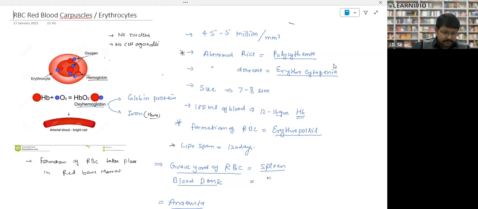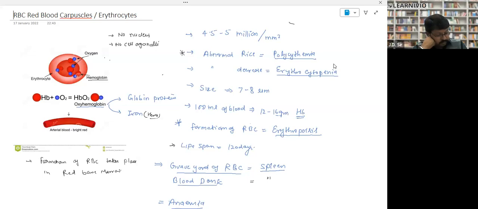Next point. An abnormal rise in the RBC count is called polycythemia.